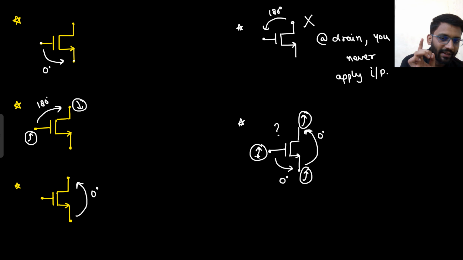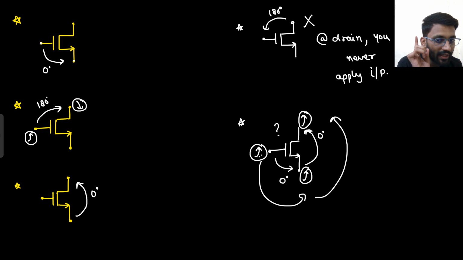If your input is applied here, the only conclusion you can make is that if you go from here to here, it will increase. If you go from here to here, it will decrease. That's it. You cannot conclude that you go from here to here and it will increase, and you go from here to here and it will increase. No. Input is applied at one terminal, so you can make an assumption from here to here only.